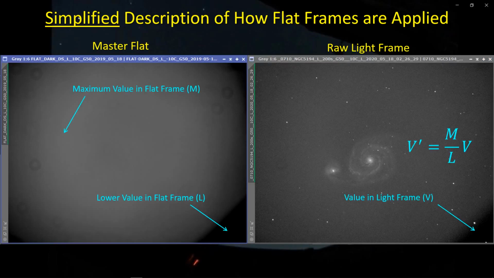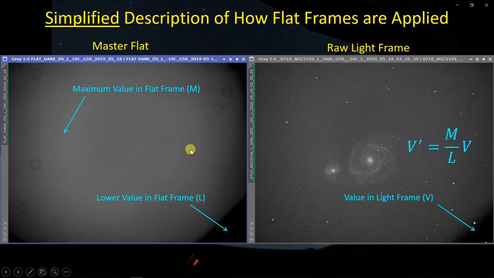Well, let's talk a little bit about what flat frame correction is. That is to say, when we apply a flat frame to a light frame, what are we actually doing? And here's a very simplified and therefore incorrect description of how flat frames are applied. First of all, on the left here, we have the flat frame. Somewhere in the flat frame is some maximum value. Let's say it's at this pixel right here. Let's call that value that we would pull out of the image M.